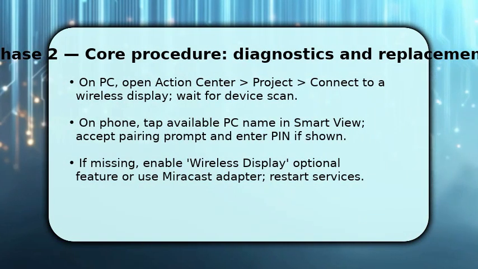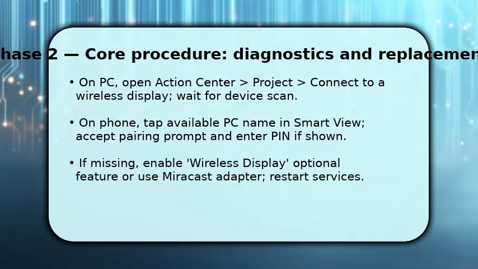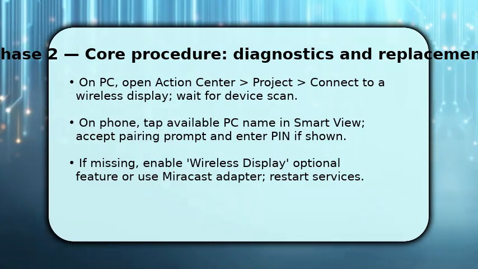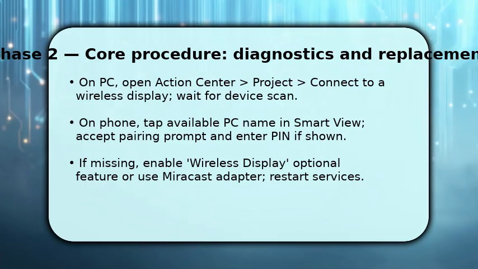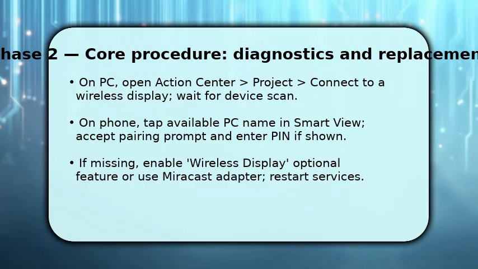You now perform the pairing sequence. Open Project in Action Center, choose Connect to a wireless display, and let the system scan. On your phone, select the PC name listed in Smart View and accept any pairing prompts. If a PIN appears, type it exactly on the phone or PC as requested.